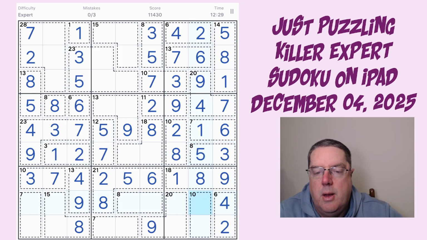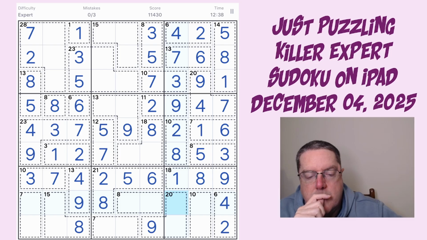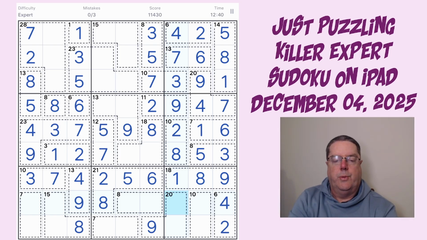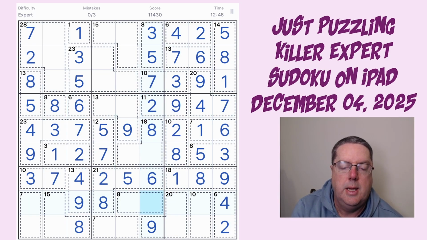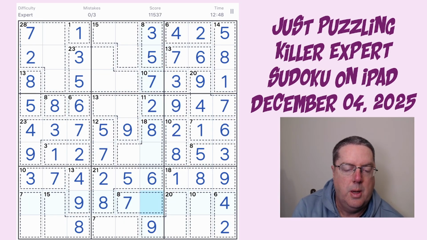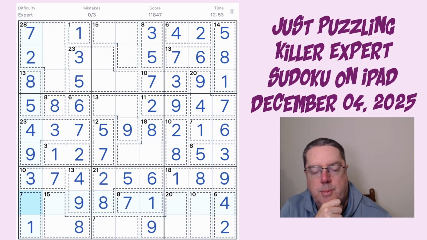For this 10, I need a 3 and 7. 5 and 6. 3, 4, nope. Yeah, 3, 4, 1, 7. 7 comes down here, so that's a 7 there, leaving this to be a 1. 1 comes across here, so this is a 1, leaving this to be a 6.